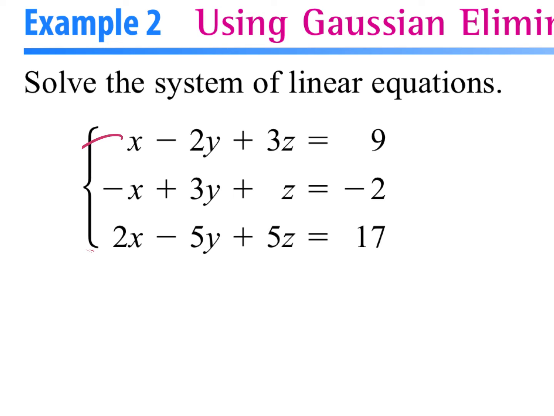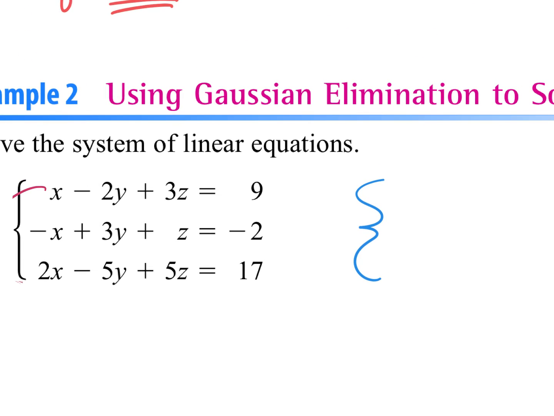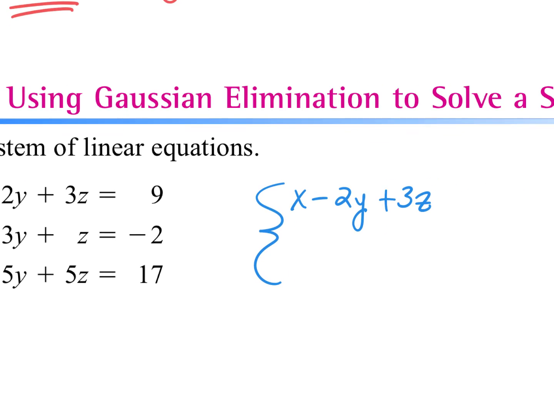So what we're going to do is the first thing, you guys are going to set up your equations over here. So rewrite the first equation. X minus 2y plus 3z equals 9.